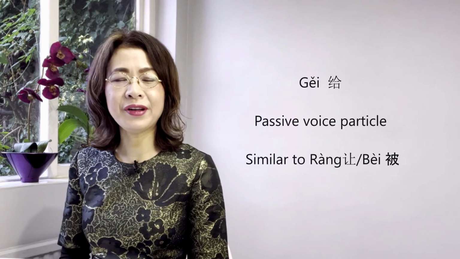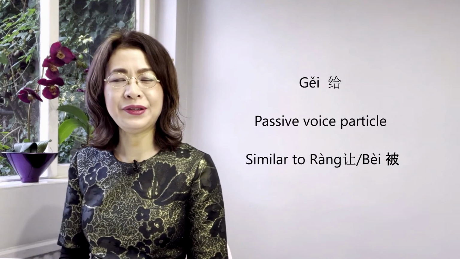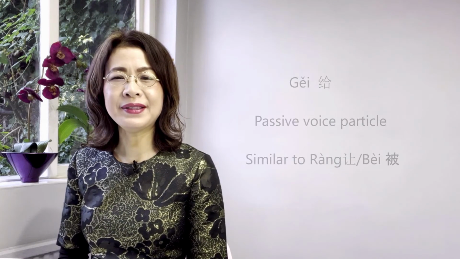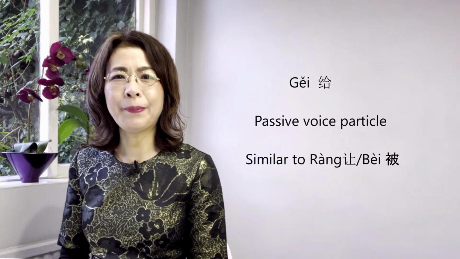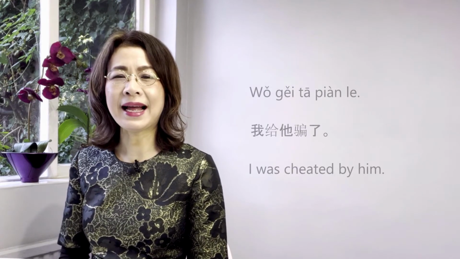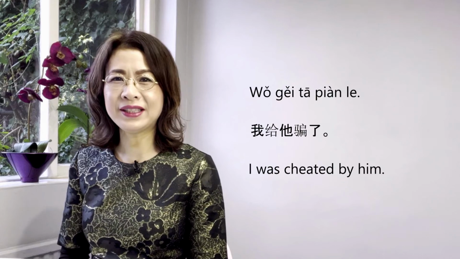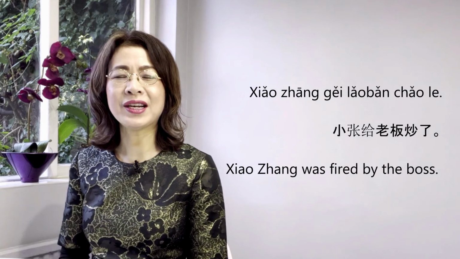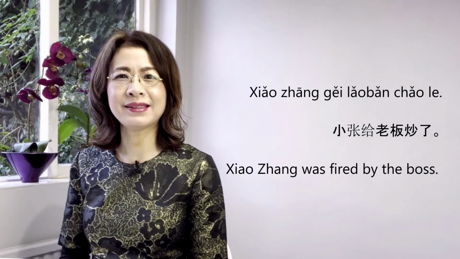Another grammatical function of gěi is used as a particle for passive voice. It's very similar to 让 or 被. For example, 我给他骗了. I was cheated by him. 小张给老板炒了. 小张 was fired by the boss.